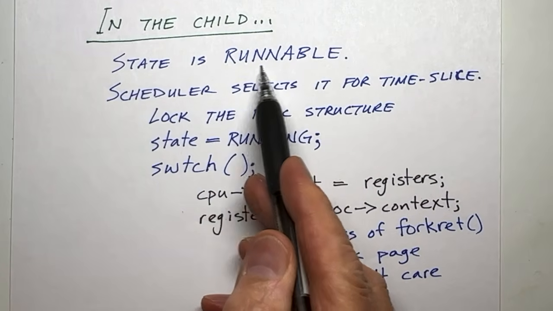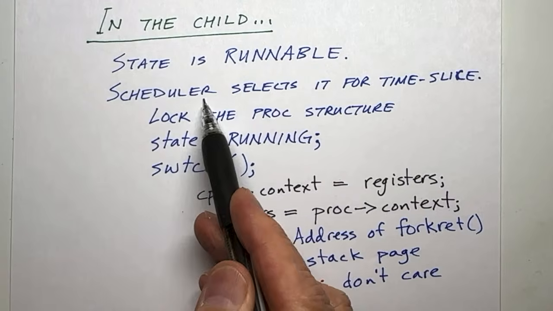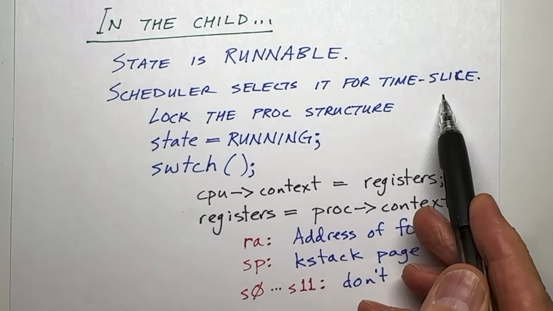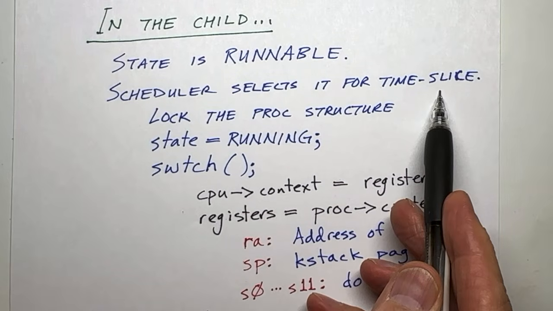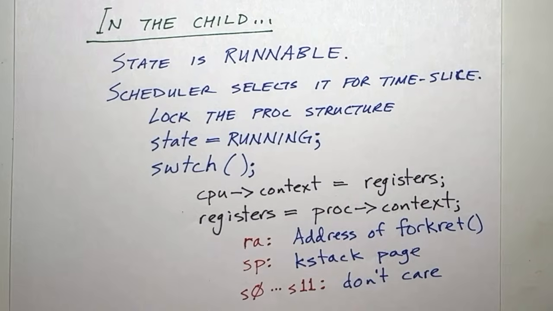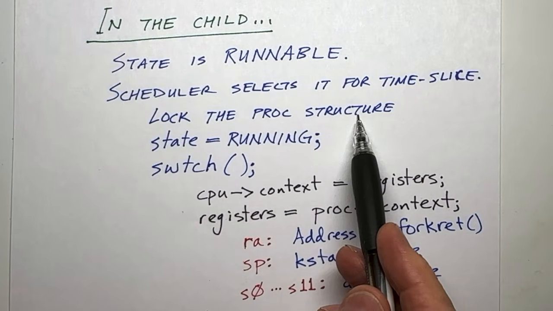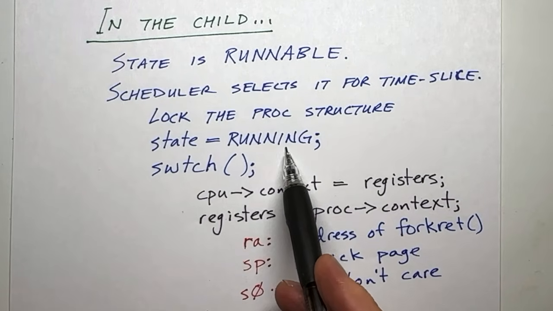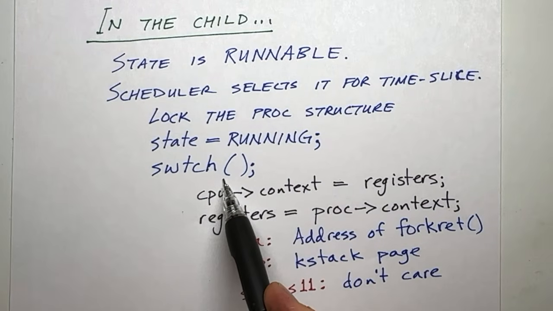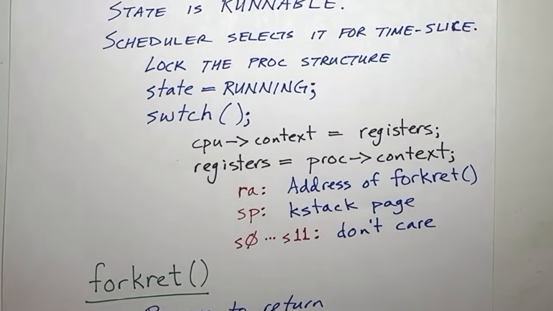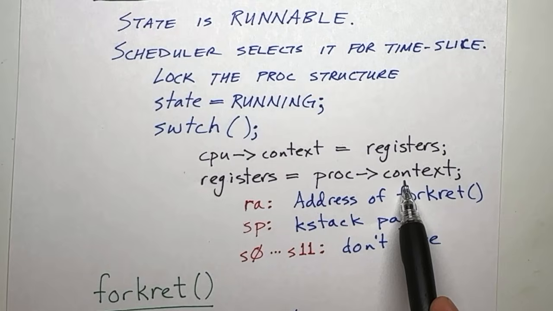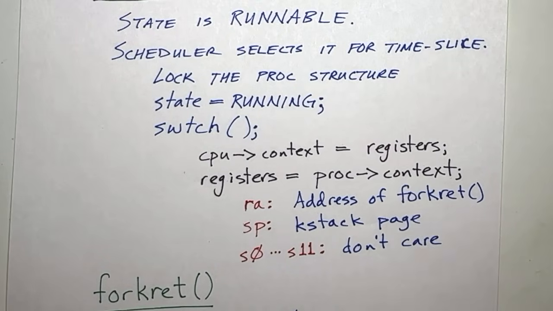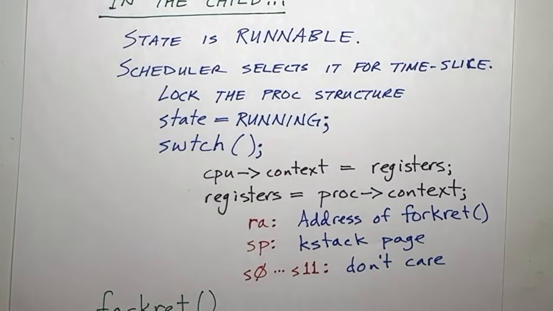Its state was made runnable, so at some point the scheduler on some core will select it and give it a time slice. The scheduler does not see it as any different from any other runnable process, so it will do the same things as we discussed in previous videos on scheduling. Namely, it will grab its process lock, change its state to running, and invoke the switch function to perform a context switch into it. Switch will then load the registers from whatever was saved in the process's context, which normally would be the registers that were saved the last time a time slice ended.